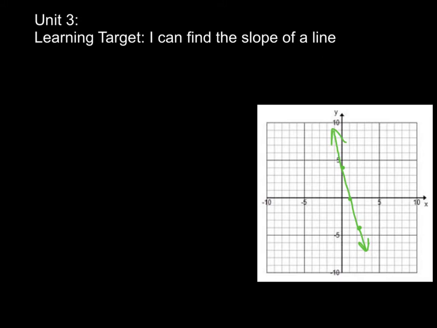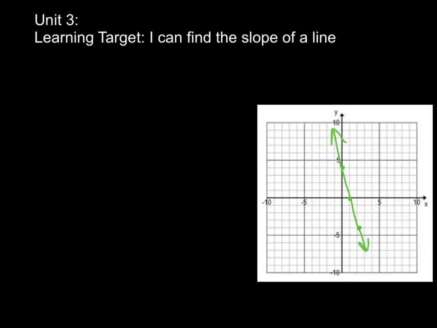So we're kind of breaking this unit up. We looked at writing the equations of a line if we were given the slope, but this time we're not given the slope. So we have to do a little bit of work. We're going to do something called a slope triangle, okay?